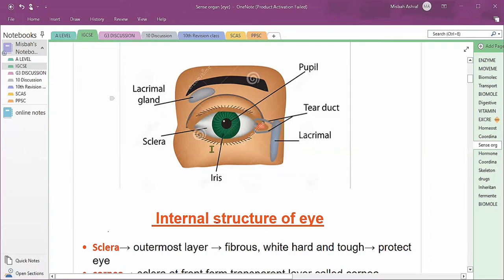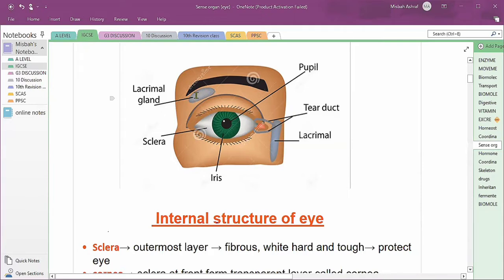Then they also prevent dust particles from entering the eyes, and the third function is that they control the amount of light entering the eyes, which can damage the photosensitive cells of our eyes. Right? These are the 3 functions of the eyelid. This is the white part, this is the pupil, which we will discuss in detail in the internal structure.